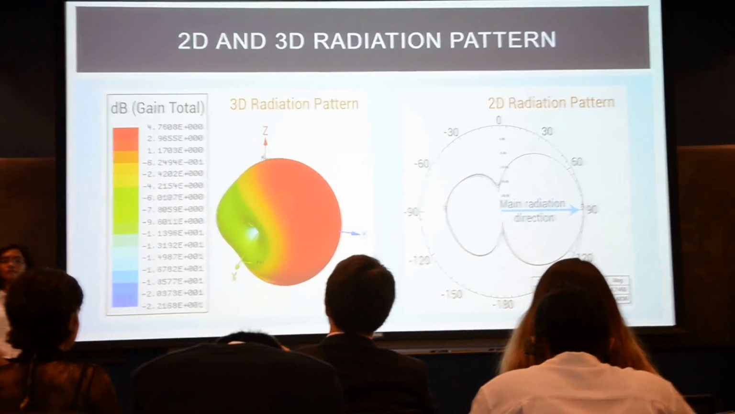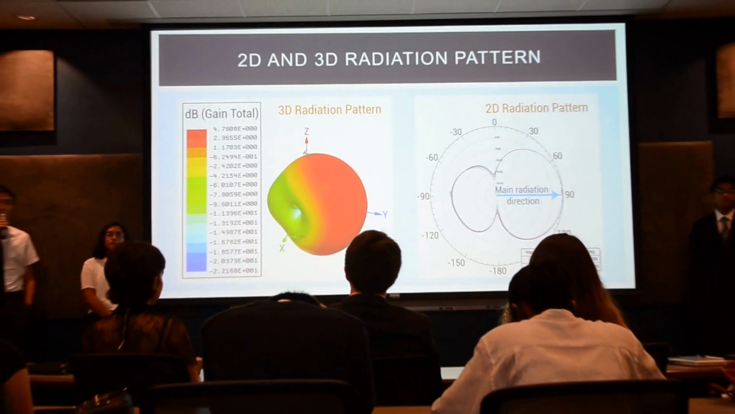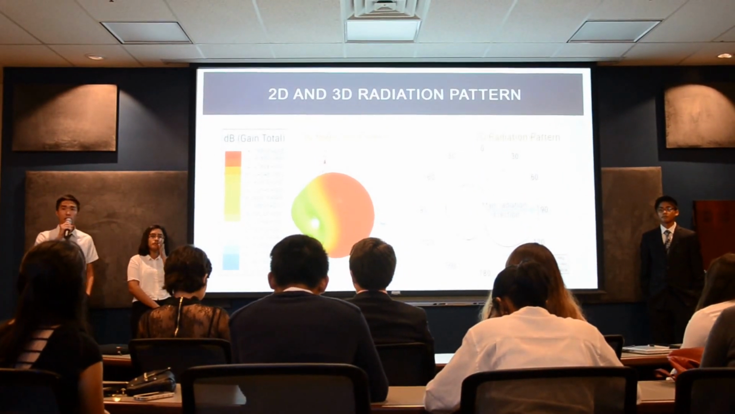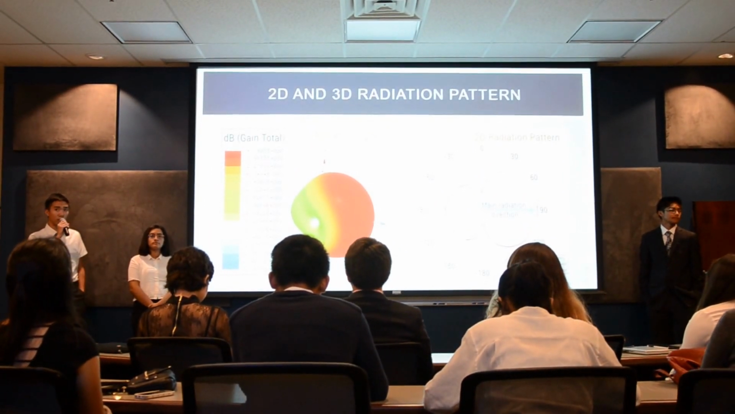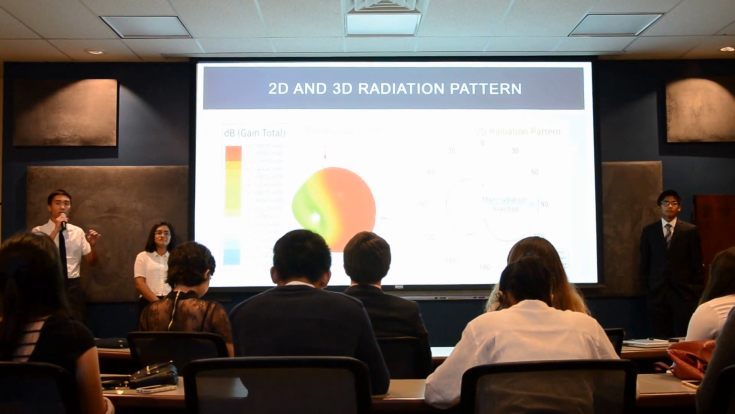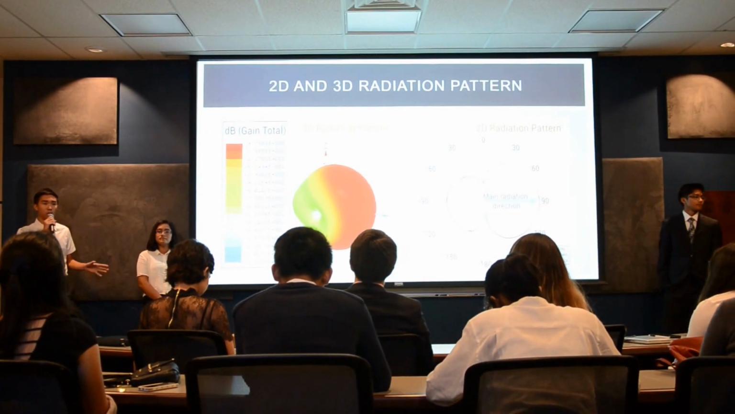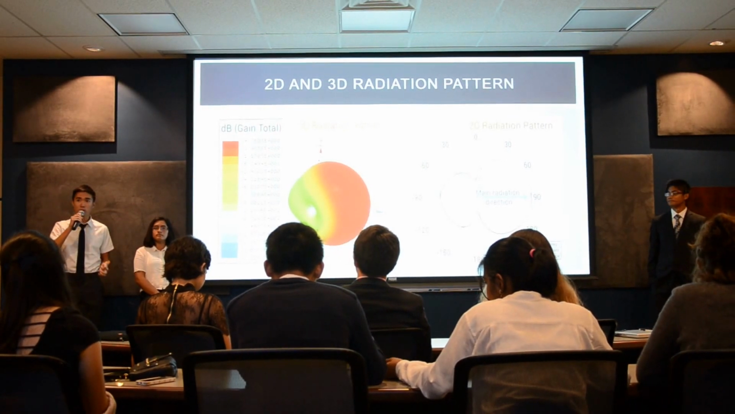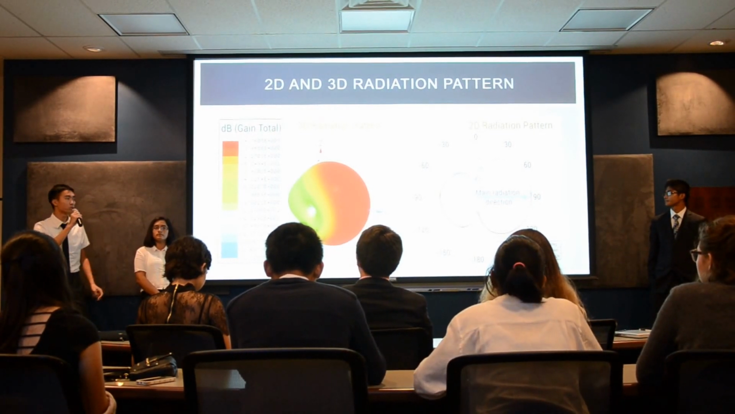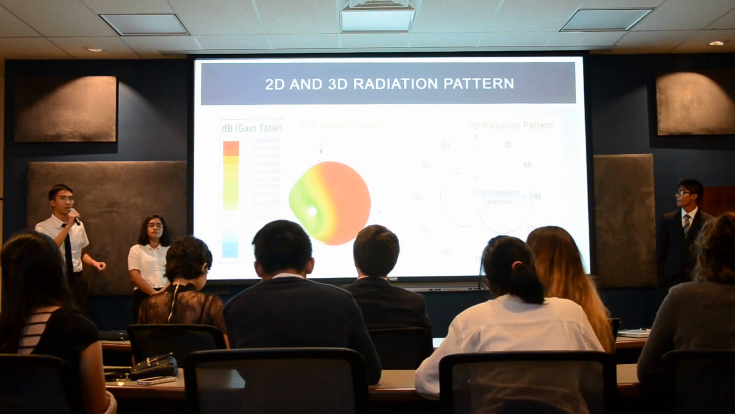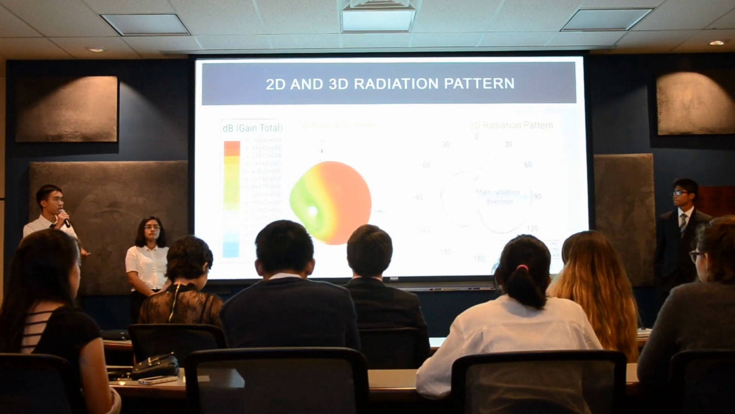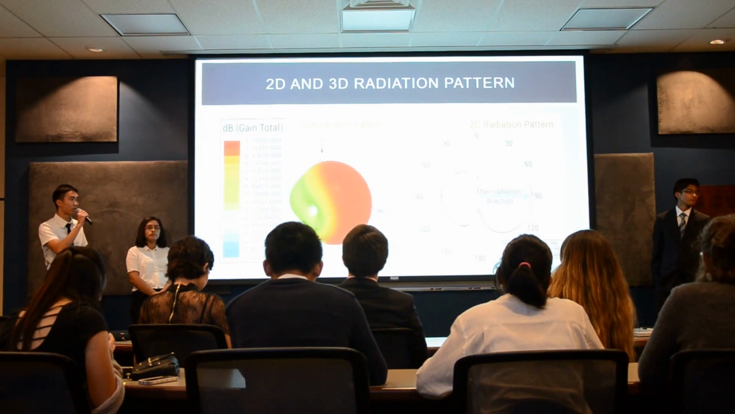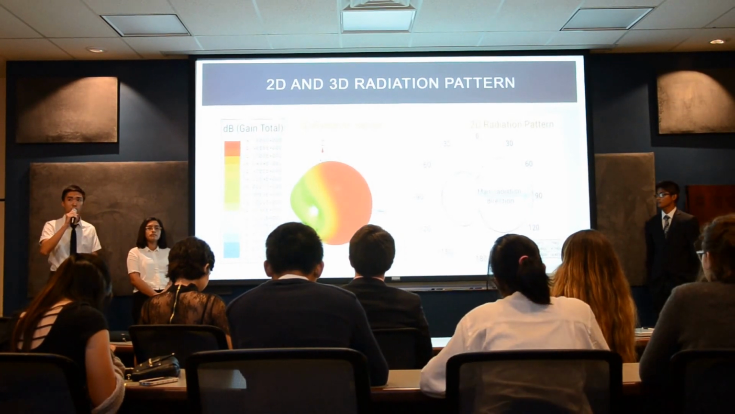The other part of the results that we got is the radiation pattern. And on the left, you can see the 3D radiation pattern. And from this bubble-looking thing, you can deduce that the antenna radiates more strongly in one direction. And on the right, you see a cross-section of that same 3D radiation pattern, but it's cut across the XY plane. And once again, you can see that it is radiating strongly in the direction that we want.